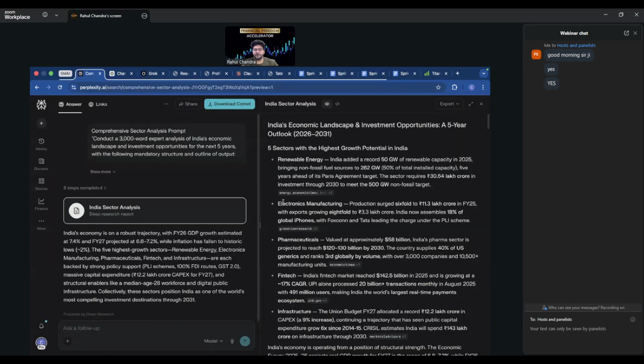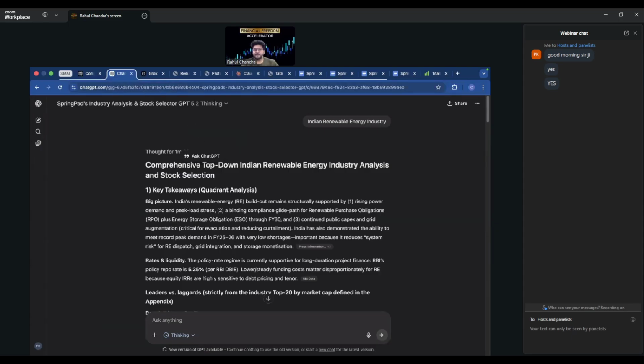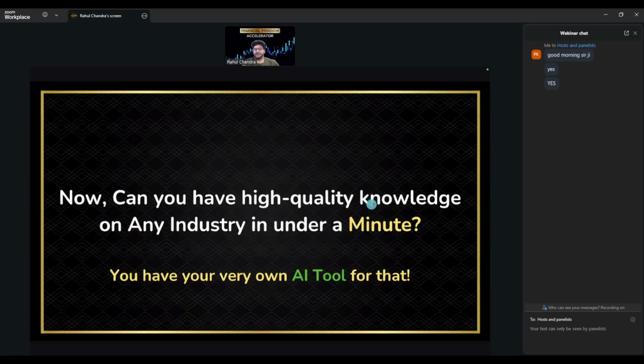You can do the same for electronics, pharmaceuticals, fintech, and infrastructure. Is that not powerful? Does this not give you immense power in your hands? Yes, even if you did not do this in a professional capacity, or let's say you're not educated in this, it helps you do a lot of heavy lifting for you, right? Now, tell me something. Can you have high quality knowledge on any industry in under a minute? You have your very own AI tool for this.